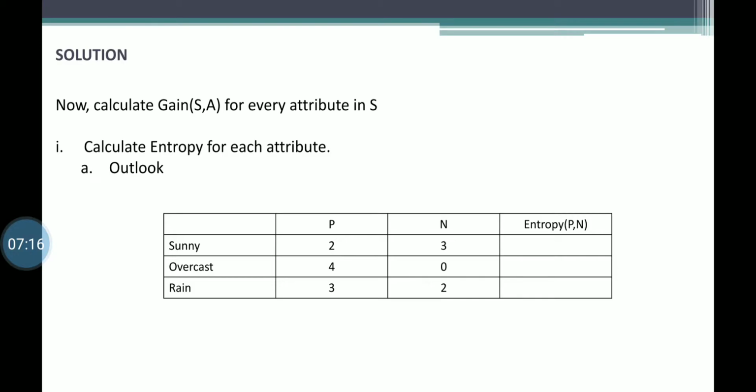Now the calculation of entropy of P, N. You need to remember one thumb rule. Wherever you get one value equal to 0, like for overcast where 4 and 0 are there, we can directly write the entropy as 0. And if both are equal, it is 1. So if I have 4, 4, then it will be 1. Now I have 4, 0, so it is 0. So you can reduce time by not calculating the values for these.